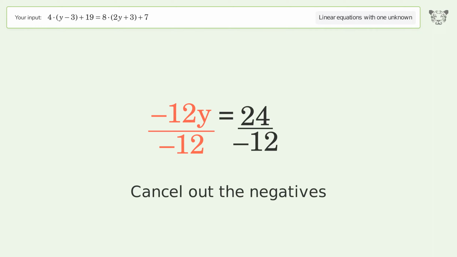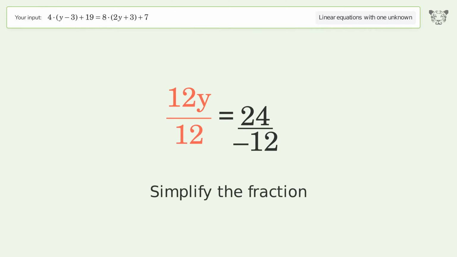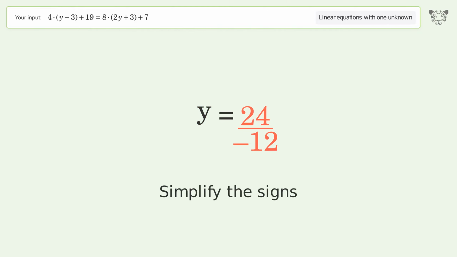Cancel out the negatives. Simplify the fraction. Simplify the signs.